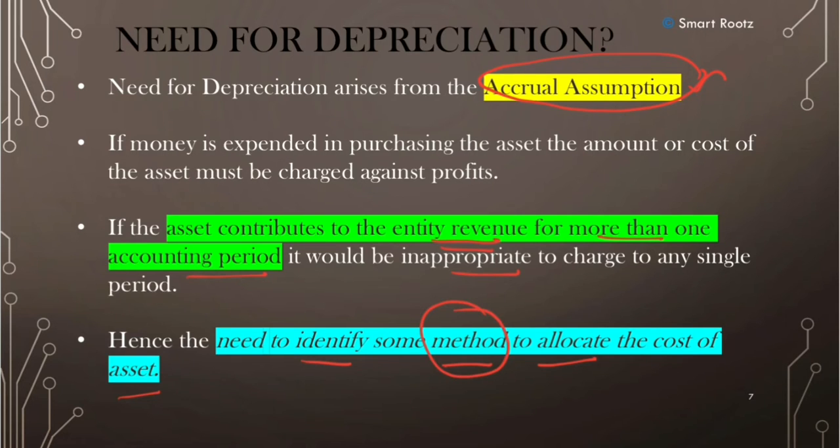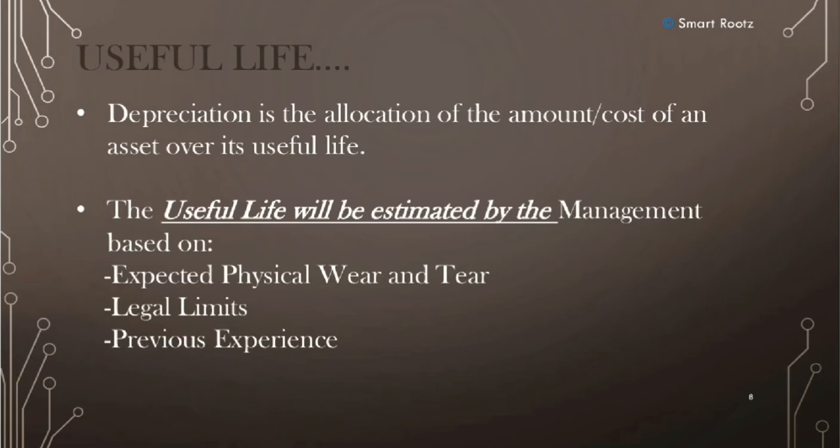allocating is depreciation. So when we look back at the definition of depreciation, it's the allocation of the cost of an asset over its useful life. But what is useful life? This useful life is generally estimated by the management depending upon the expected physical wear and tear and also legal limits based on which the company can use the asset and also based on previous experience on using the asset. So based on this, the useful life of the asset is estimated by the management.